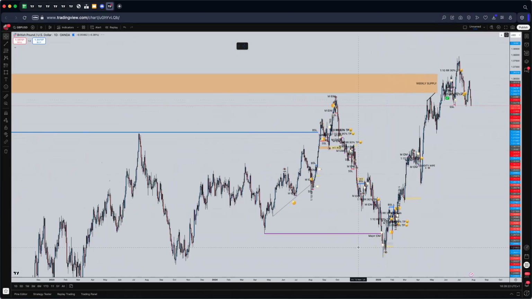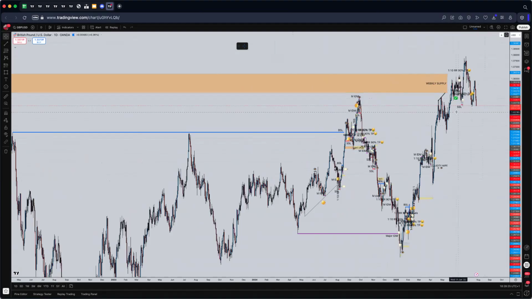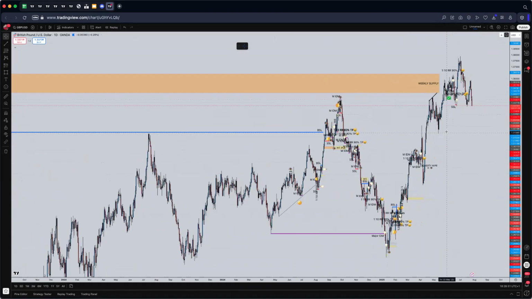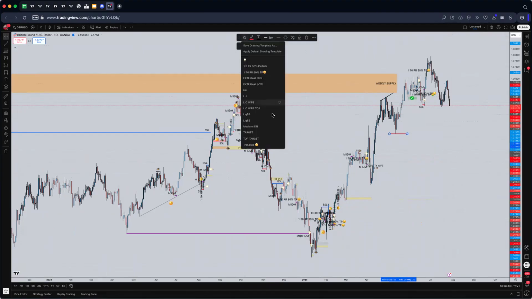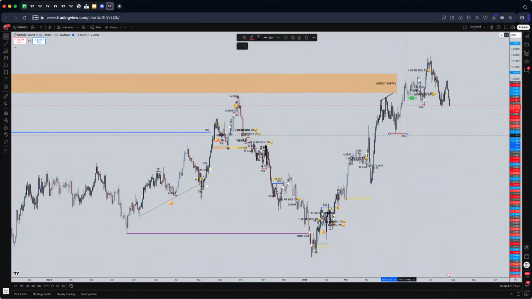Okay, so we had that weekly supply area that's actually smashed through and then came back into it. So now we're under it again. I'm just curious to see if this point of interest is going to be very curious. So again, we've got sell side liquidity here that I'm targeting. Sell side liquidity here, that's looking very interesting. So let's just mark that out. That could be a target for this week.